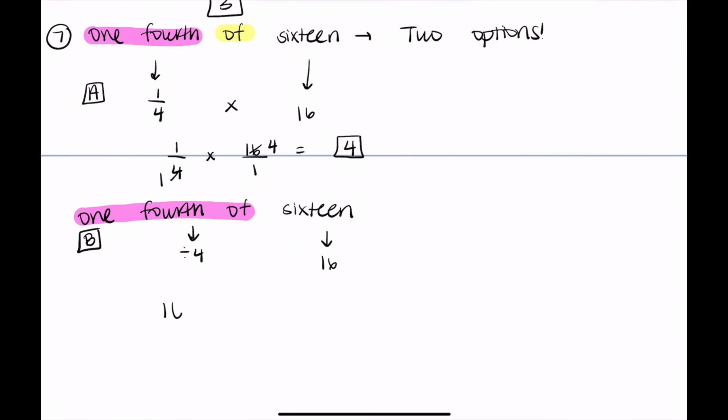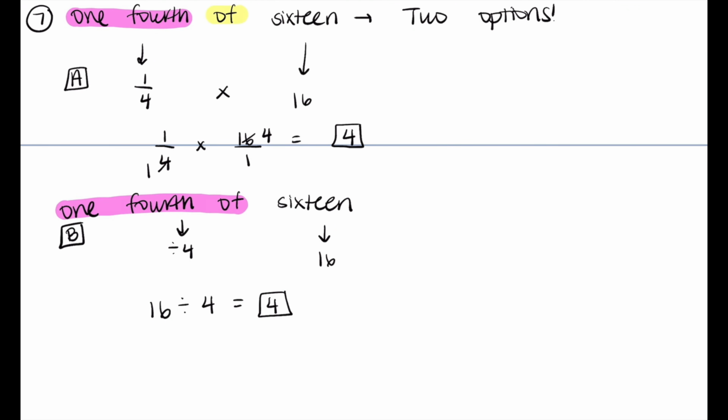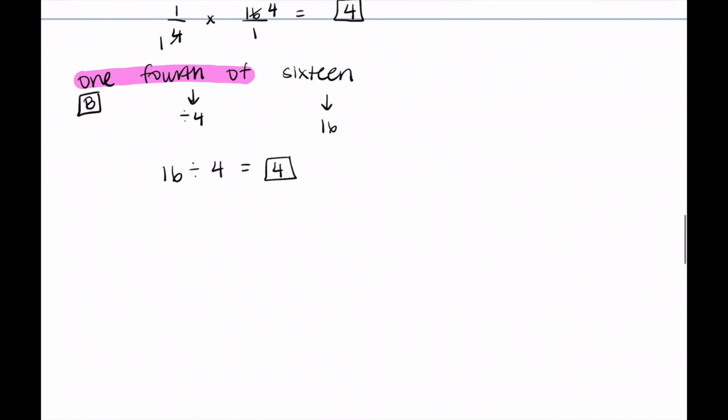So either of these ways work perfectly fine. It can depend in the situation which one you want to use, but I wanted to present this one so you guys can see the difference in the approach, but that we get the same answer. Let's keep working through some more practice problems.